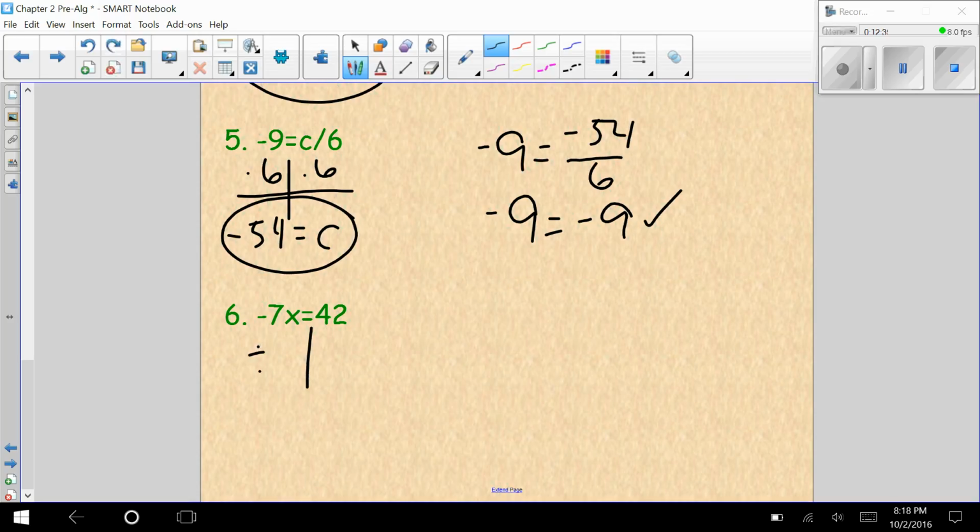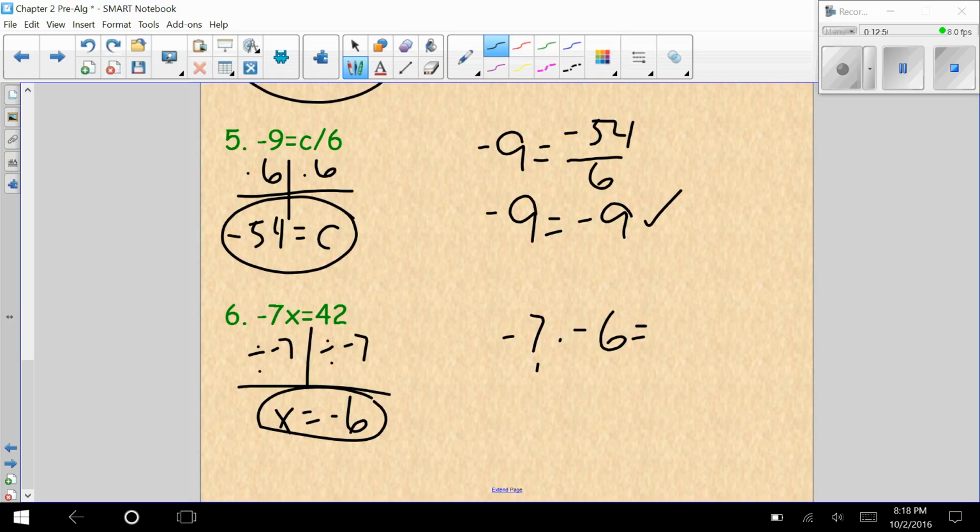And the last one, negative 7x equals 42. I'm going to divide both sides by negative 7 in this case. X is equal to negative 6. So to check my answer, I take negative 7 times negative 6. Does that equal positive 42? Well, 7 times 6 is 42, and a negative times a negative makes a positive, so it worked out.